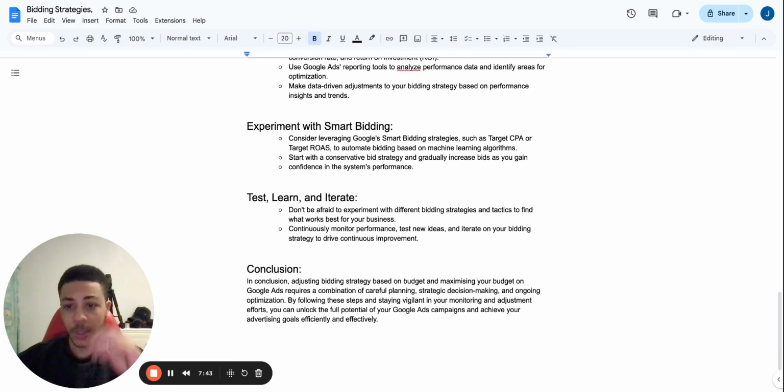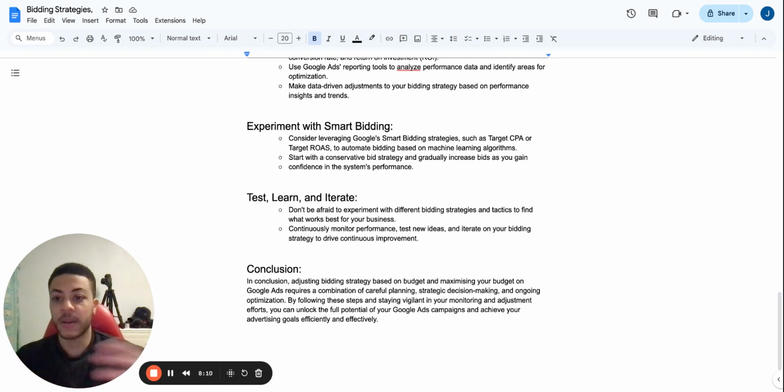And the most important will be test, learn, and iterate. This is the most important thing in marketing. Test, test, test, learn, change, make better, optimize. You don't want to be afraid to experiment with different bidding strategies and tactics to find what works for your business. This is what we call testing. You want to test, test, test to find out what works and what is profitable for your specific business.